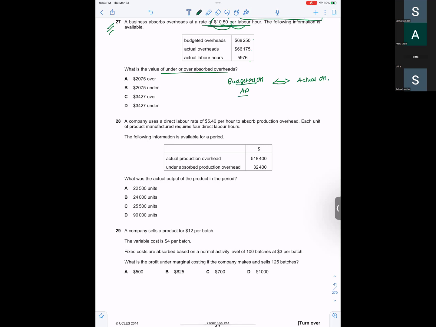What is your budgeted OAR? 10.50. And actual production is 5976. You'll multiply those to get 62,748. What is actual overheads? Actual overheads is 66,175. Budgeted overheads per actual production is how much? 62,748.